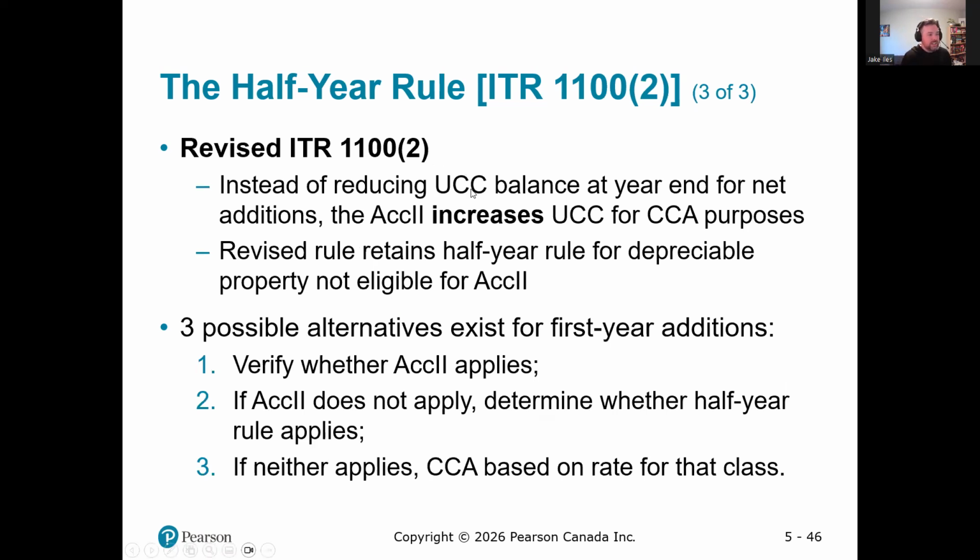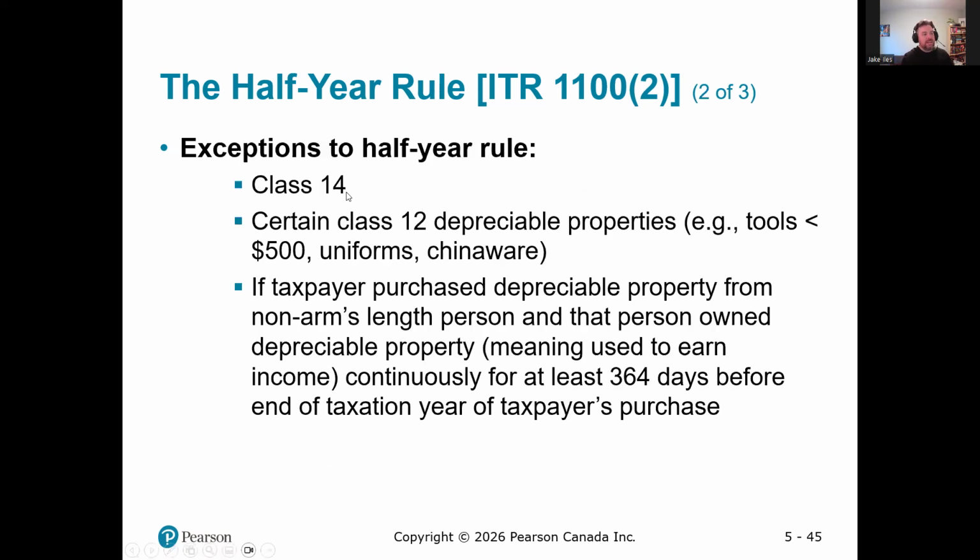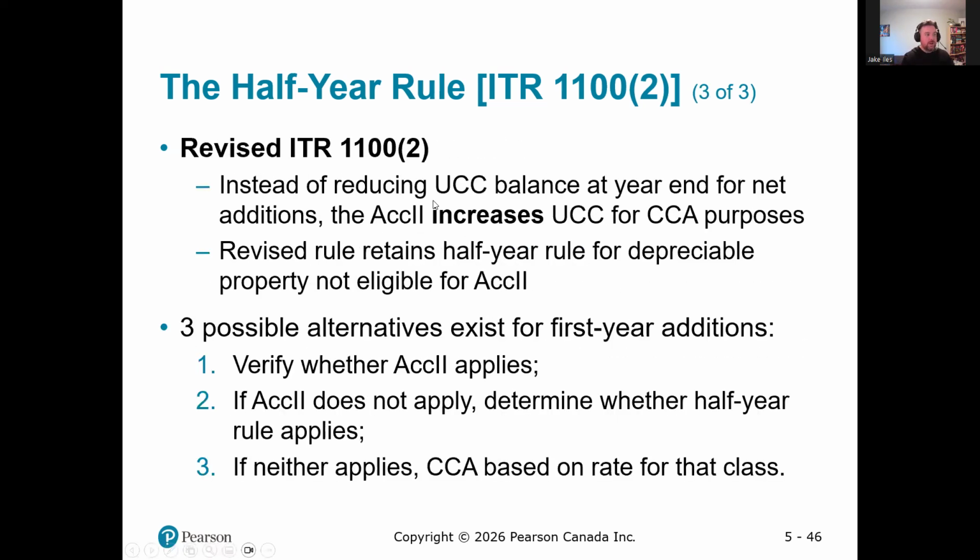Now, instead of reducing the UCC, the accelerated incentive increases the UCC for CCA purposes. When the AccII came into play, it added 50% instead of the half-year rule taking away 50%. The revised rule retains the half-year rule for depreciable property not eligible for the AccII. So there can be things that apply the half-year rule, but don't apply the accelerated incentive. So we need to first verify that the accelerated incentive applies.